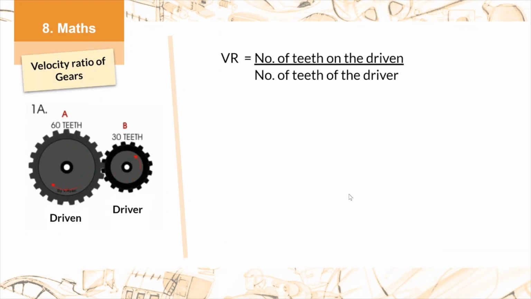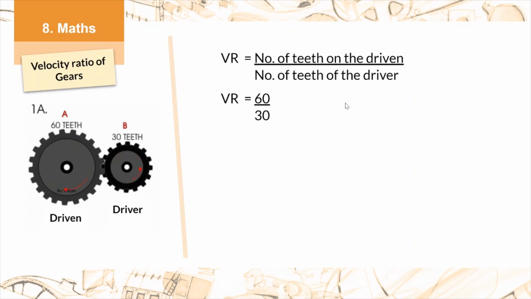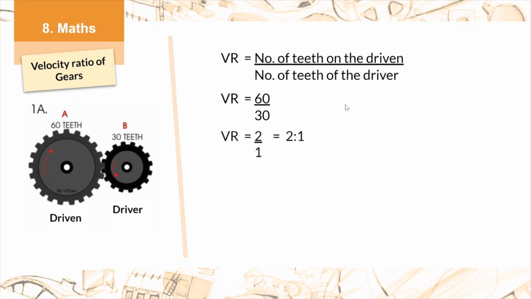We can do the same with gears. When we're working it out with gears though, we use the number of teeth. So rather than using any diameter, we just count the teeth. The number of teeth on the driven is 60, and the number of teeth on the driver is 30. So 60 over 30, take the noughts off, 6 over 3. What's the lowest common denominator? It'd be 2 over 1, won't it? So a ratio of 2 to 1.